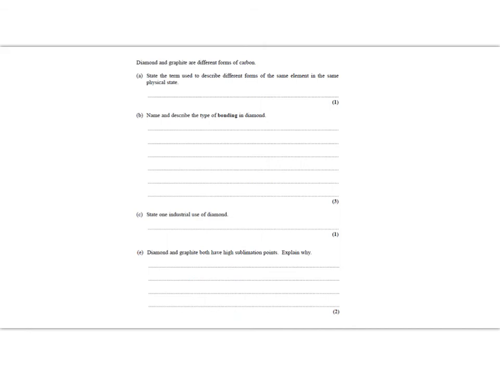This question looks at the allotropes of carbon. So state the term used to describe different forms of the same element in the same physical state. That word is allotrope. I can actually read my own handwriting, which is quite unusual.